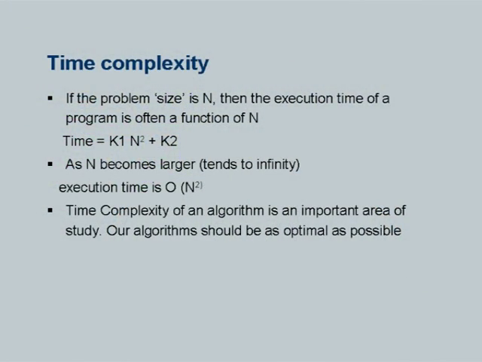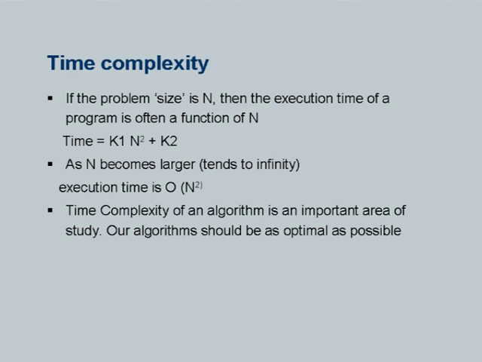There could be a problem where you have 3 nested iterations, each going from 1 to n, in which case the time taken will be something like k1 times n cube plus k2 times n square plus k3. In general, it is not uncommon to observe a polynomial time expression for the execution time. We may consider k1 and k2 to be important.